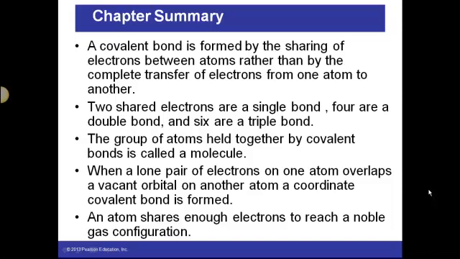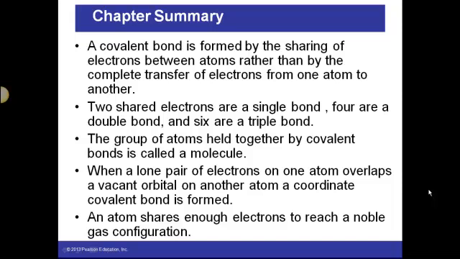4 would constitute a double bond, and 6 electrons that are being shared between two atoms would constitute a triple bond. So each bond shares 2 electrons. The group of atoms then that are held together by covalent bonds is called a molecule. So you'll typically see the term molecular referred to when you're talking about covalent bonds.